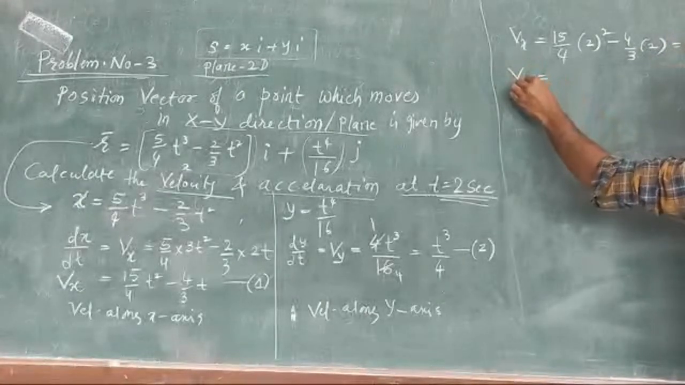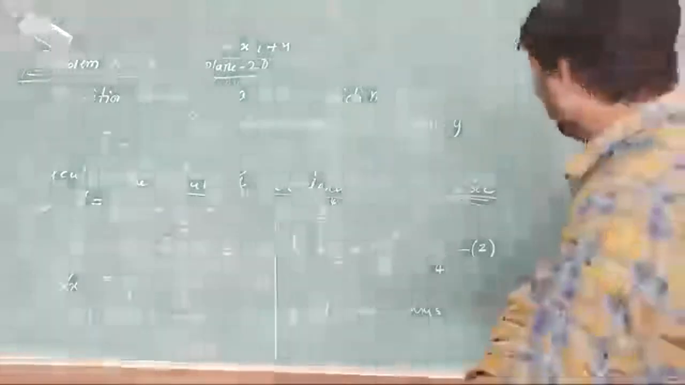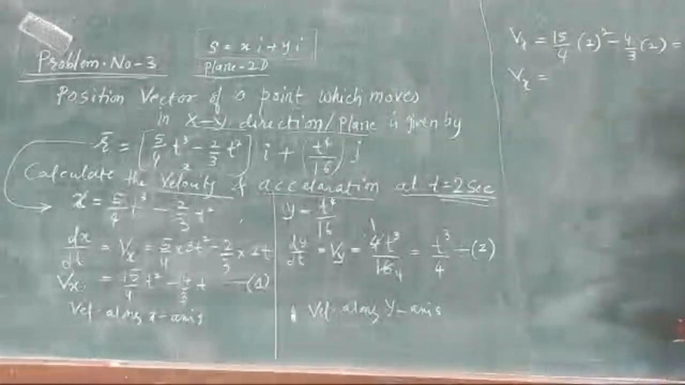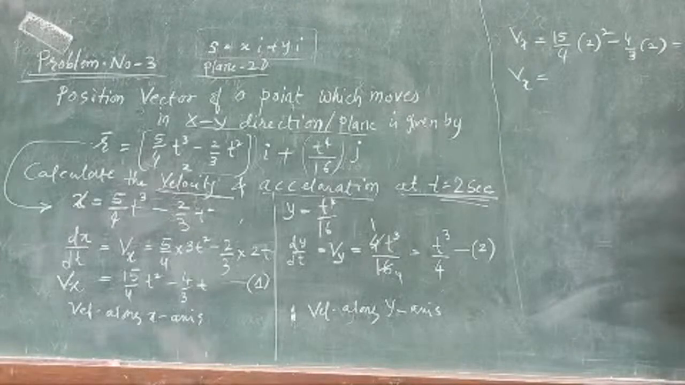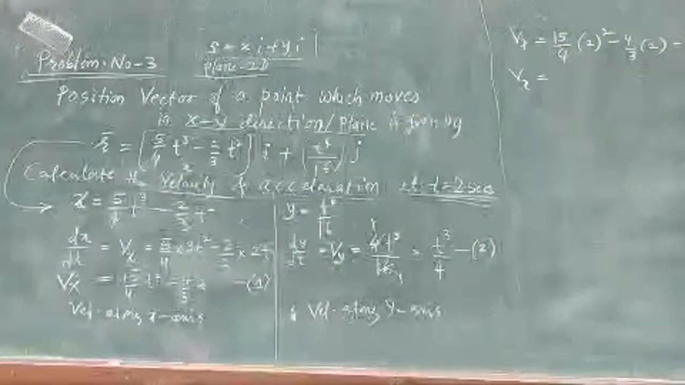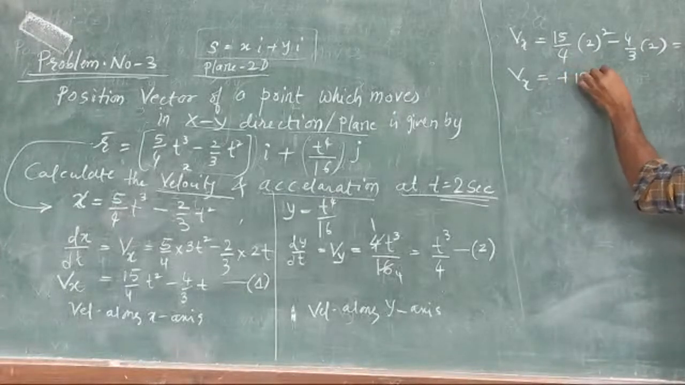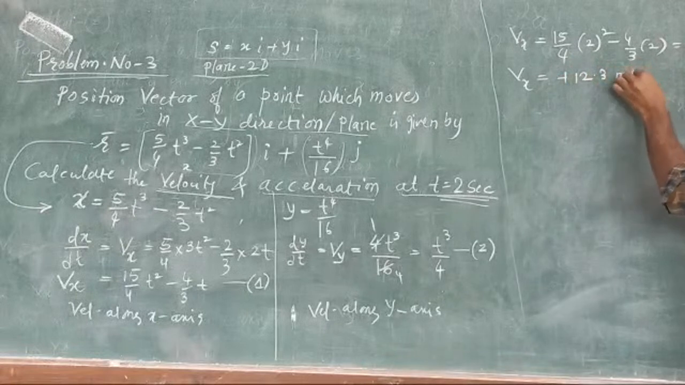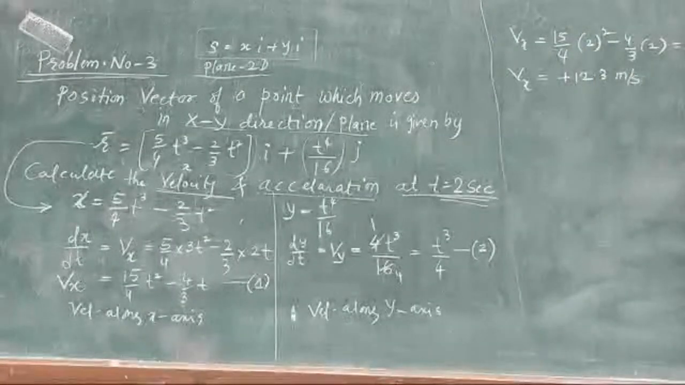Now from this simplification, we will get the velocity Vx. So that value I obtained is 12.3 meter per second. From this calculator, you will get this value, 12.3 meter per second.